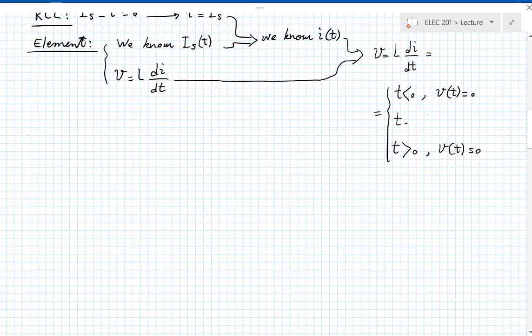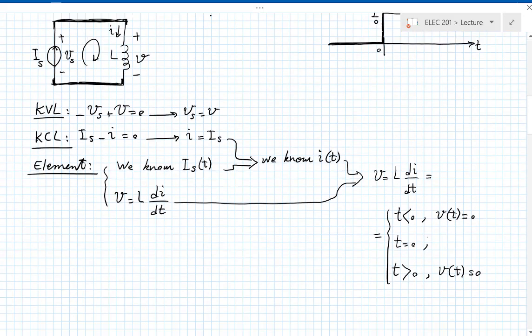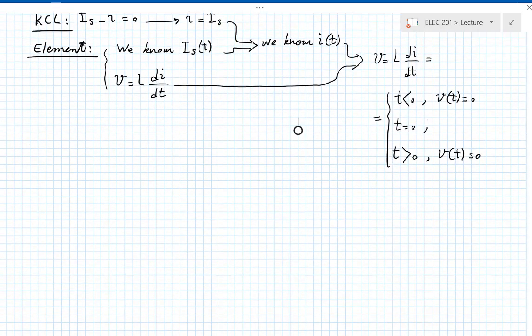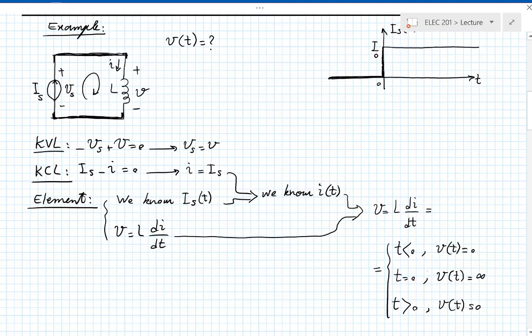How about at t equals 0? Yeah, you have a function that's not continuous. There's a big jump. And so the derivative at that point is the slope of that vertical jump. So this is the answer to this problem.